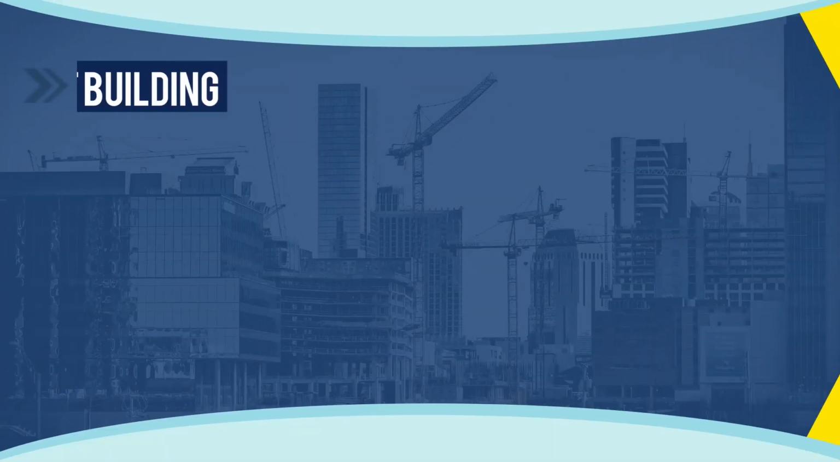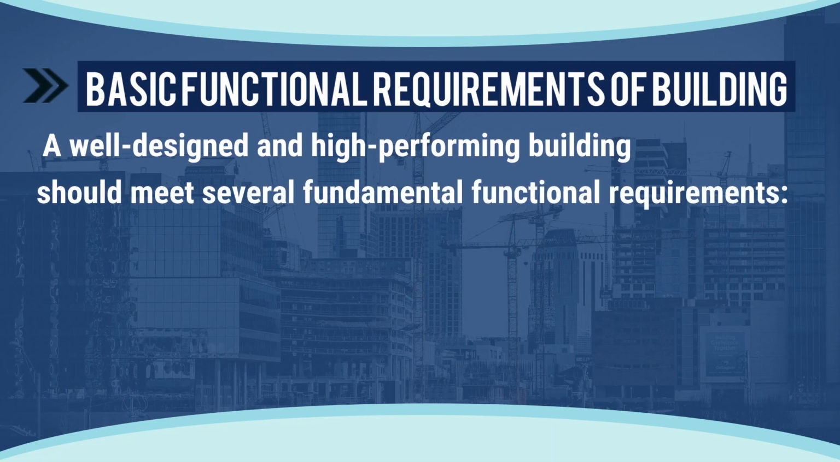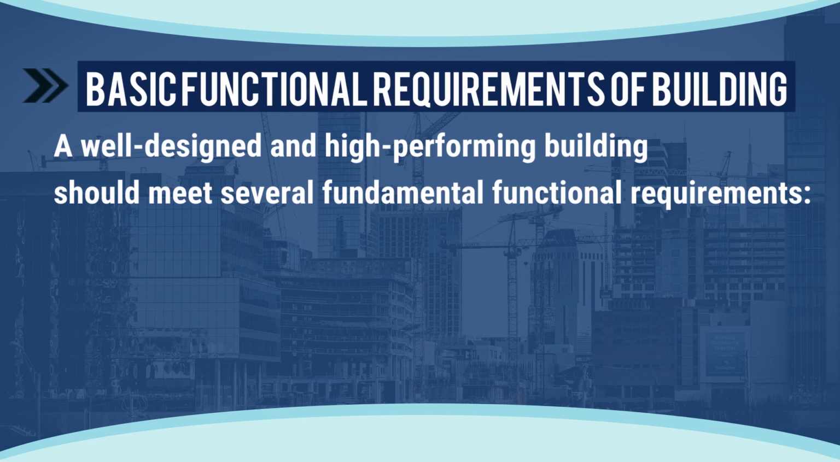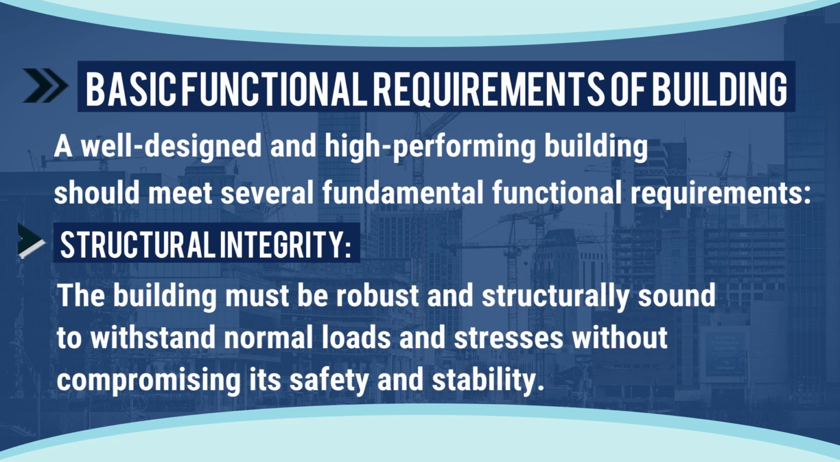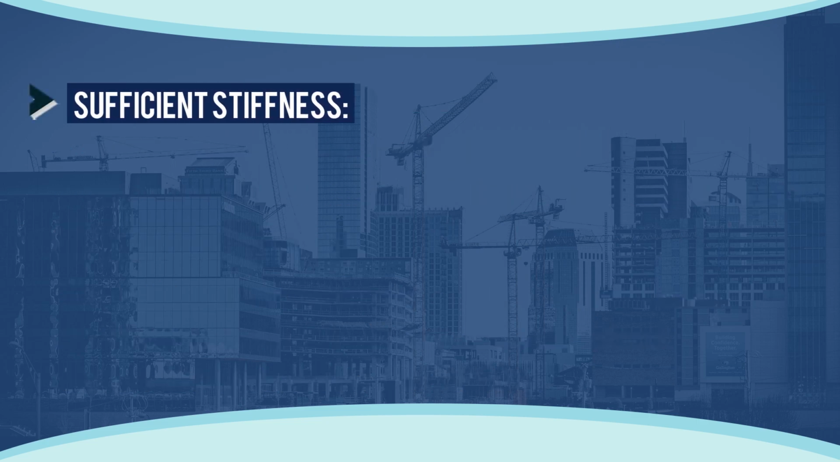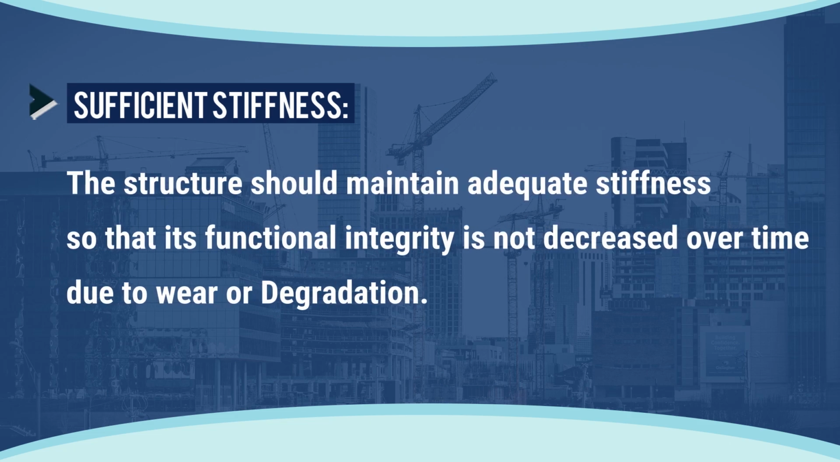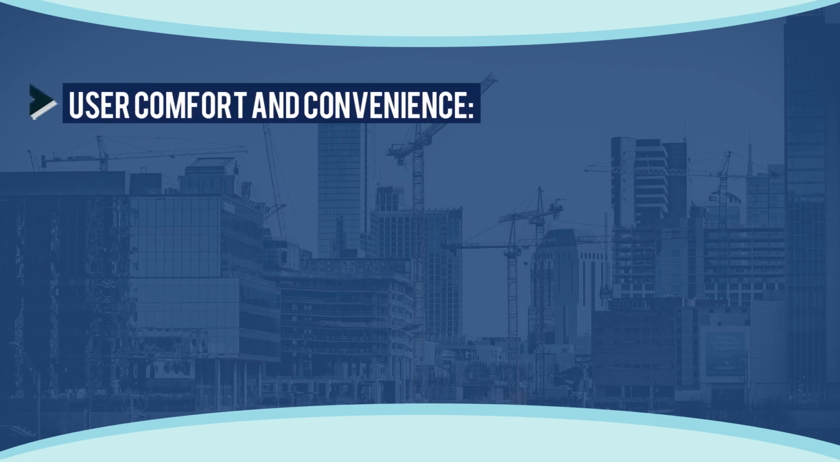Then the next is basic functional requirements of a building. A well designed and high performing building should meet several fundamental functional requirements. First is structural integrity. The building must be robust and structurally sound to withstand normal loads and stresses without compromising its safety and stability. Then the sufficient stiffness. The structure should maintain adequate stiffness so that its functional integrity is not decreased over time due to wear or degradation. Then the user comfort and convenience.